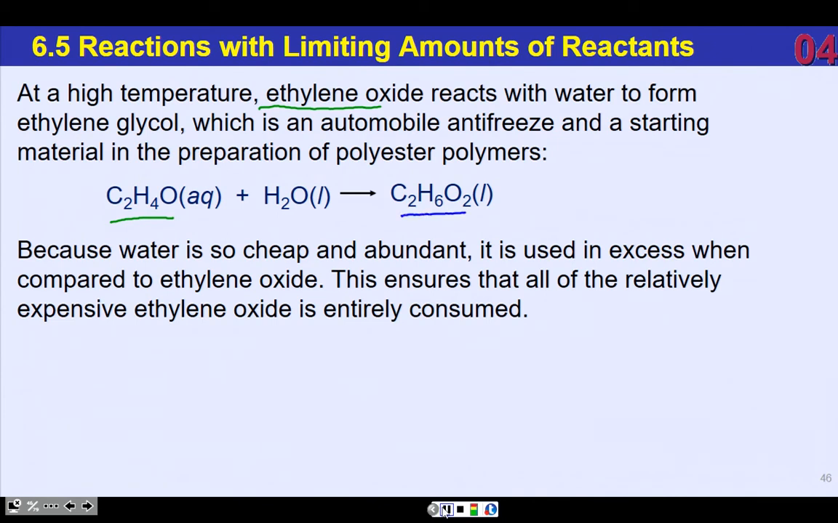Ethylene glycol is known as the major component of automobile antifreeze, and it's used in a lot of polyester polymers. Because water is cheap and abundant, it's going to be used readily in excess when you're putting it together with this ethylene oxide to make the product. And the point of it is, if you put in plenty of water, you should use up all of the expensive reagent in your mixture.